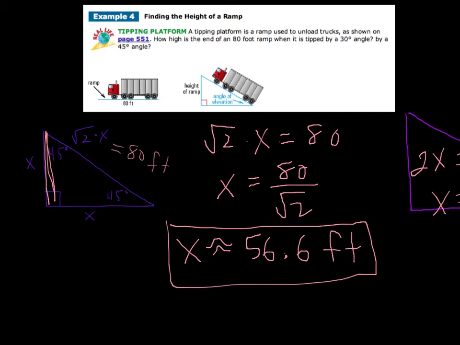It might be interesting to add that the larger this opening angle becomes, the steeper the ramp, the higher off the ground it was. Originally we had an answer of 40 feet for this height when this angle was 30 degrees, and then as we enlarge that angle, this goes higher in the air. Seems to make sense.